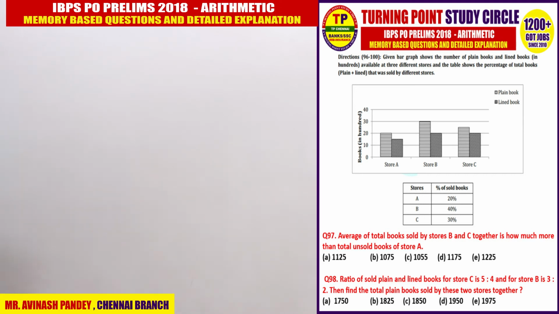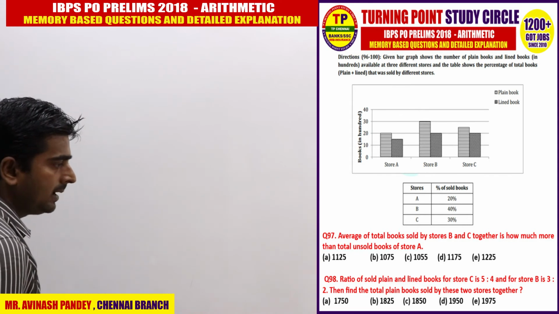Next one, the third question. The ratio of sold plain and line books for store C is 5:4, and for store B it is 3:2.